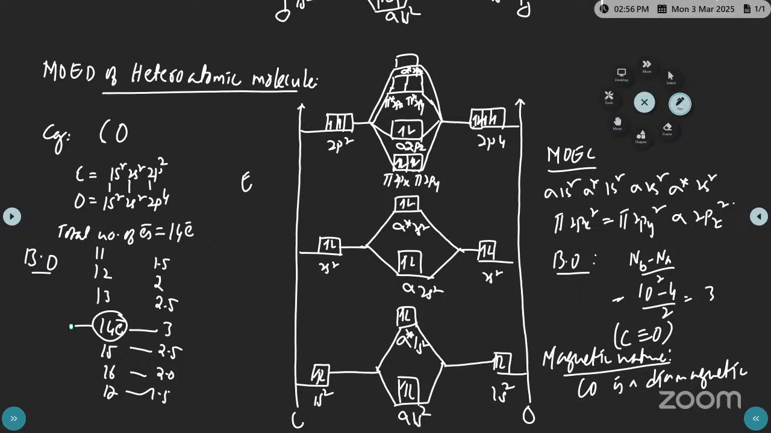So this is the scale. This is the center of the scale, and above it, each time one electron is added, the bond order decreases by 0.5. Okay, adding one electron, the bond order decreases to 0.5.